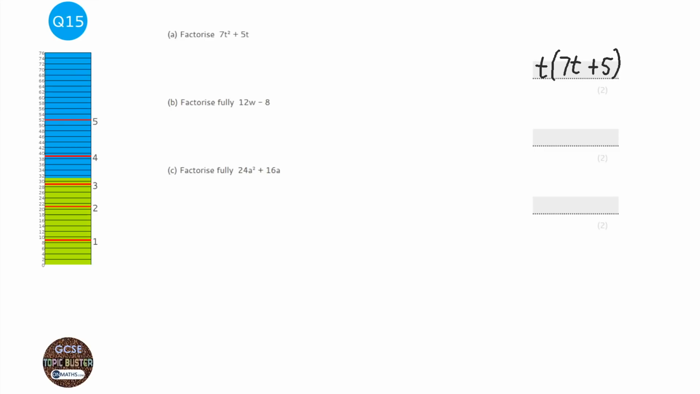Next one, w is only in the first term, so I can't divide out the w, but there's a number I can divide out of both of those. Now, I could pick 2, but actually 4 is a better number because it says factorise fully, which means I need to divide out the 4 rather than just the 2. So 4 on the outside. What do I times 4 by to get to 12w? 3w. And what do I times 4 by to get to minus 8? It's going to be minus 2. And again, I can expand that to check it.